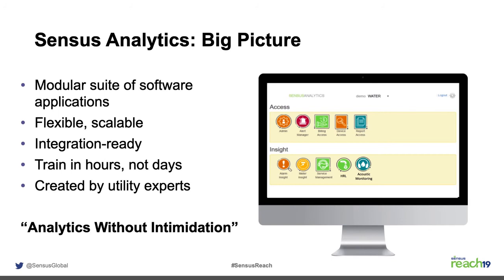So what is the big picture? It's just a modular suite of applications, right? So not on the App Store yet, but we'll eventually get there, I think. That's the goal. But think of them as little apps that work independently of one another, and in some cases together. It's really integration ready, flexible and scalable, and it's easy to train. It's pretty straightforward. A lot of people are like, I don't know what to do with it. We're going to help you with that. Analytics without intimidation, that's marketing right there, right? This isn't intimidating.